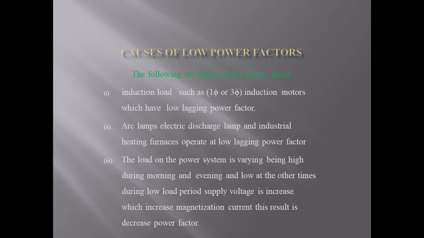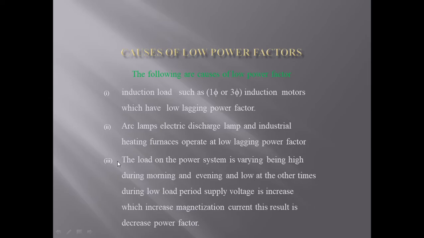What are the causes of low power factor? Which things in the system cause low power factor? The following are causes of low power factor. One of them is the induction load, such as single-phase or three-phase induction motors, which have low lagging power factor. Also number 2, arc lamps, electric discharge lamps, and industrial heating furnaces operate at a low lagging power factor.